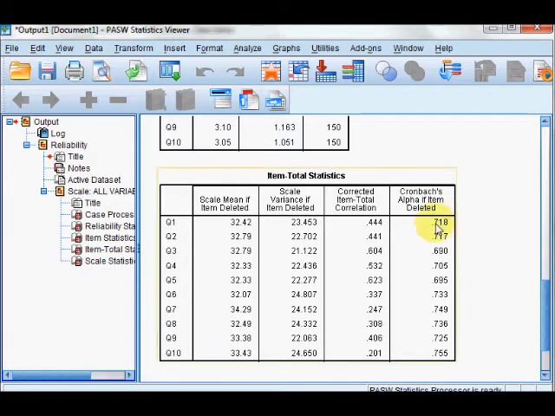So what we want to do is look down this column for high numbers. And the highest number we can see is right at the bottom here, 0.755. So this tells us if we remove question 10 from our scale and don't include it in the data analysis, then Cronbach's alpha will go up to 0.755. Okay, so this is what we're going to do.